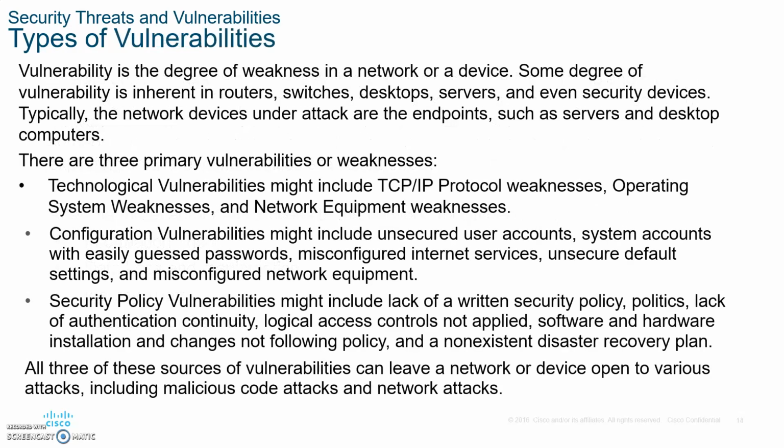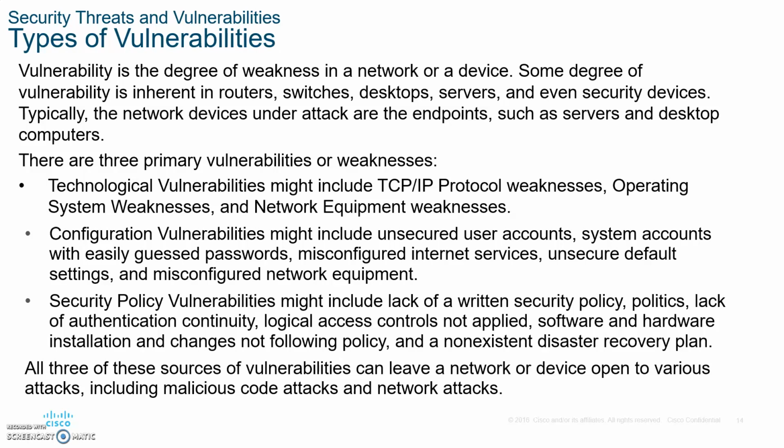All right, let's take a look at the types of vulnerabilities. Write the following down. There is technological, configuration, and security policy. Technological vulnerabilities are from the TCP/IP protocol's weaknesses. HTTP is not secured. Your emails by default are not secured. FTP, Telnet, all that data traverses the network in clear text. That's with IPv4. IPv6, on the other hand, is a lot more secured, of course, because we've discussed that earlier.